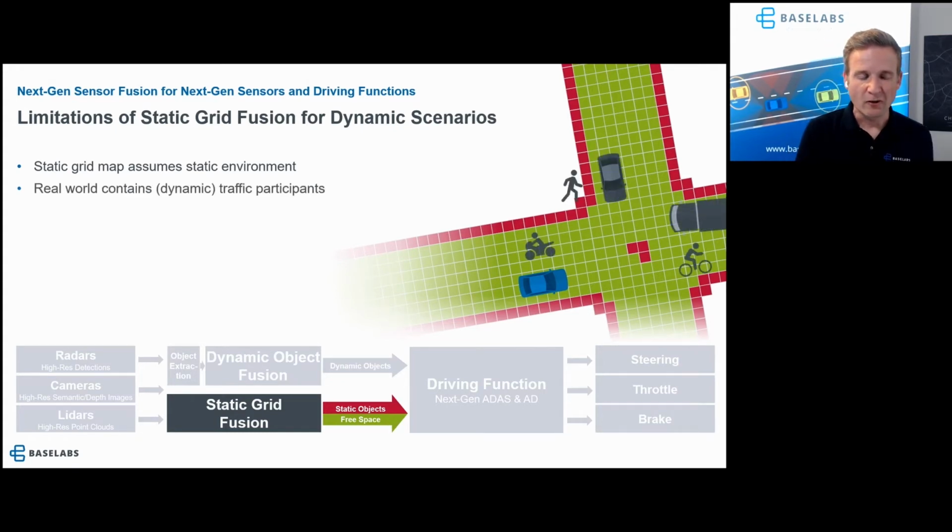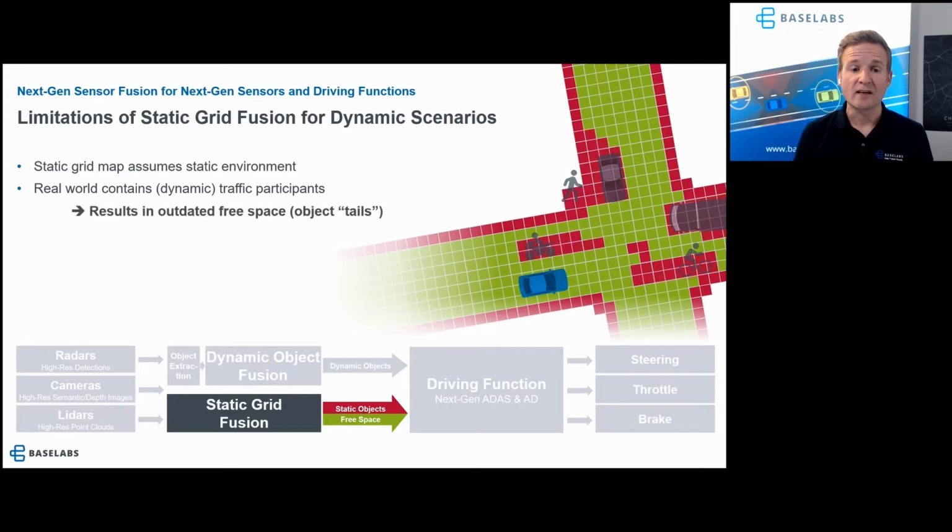We all know that the real world contains dynamic traffic participants. And if you still use static grid fusion with dynamic objects in the scene, then this results in free space that is outdated, which is also often called the tails that we see in this approach.